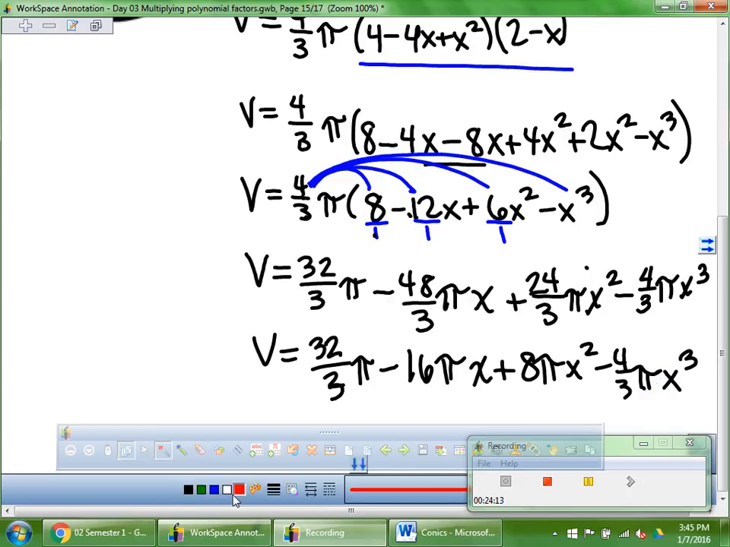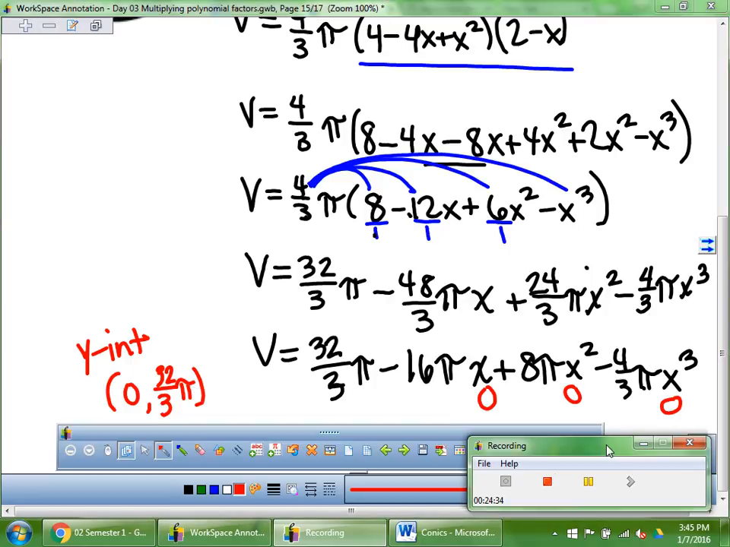And if we wanted to find the y-intercept, which it's not asking for here, and in a typical problem like this, you probably wouldn't ever be asked for the y-intercept. But if we were looking for it, substituting 0 in for x, we'd be left with 32 over 3 times pi, which we could get as a decimal. Okay, happy homeworking.